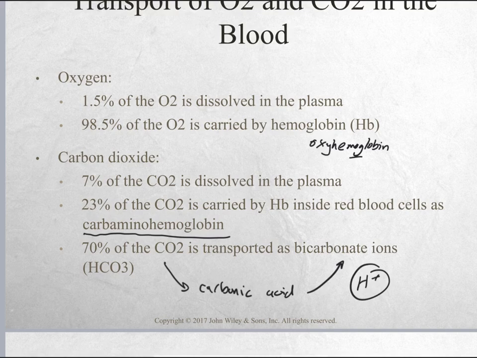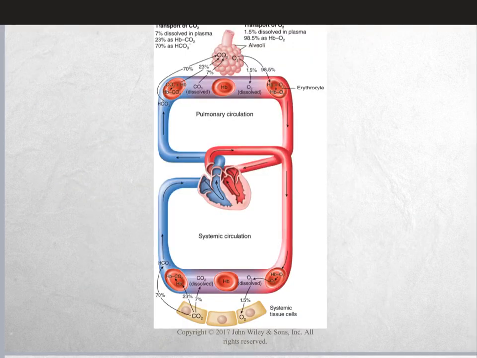Now we get a nice little slide that's going to give us a diagrammatic representation of what we just talked about. So if we look at the top, we see our transport of carbon dioxide: again, 7% is dissolved in plasma, 23% as carbaminohemoglobin, and 70% as bicarbonate. Okay. Now, we deal with transport of oxygen, again, exactly what we just said. 1.5% is going to be dissolved in blood, and then 98.5% is inside that red blood cell, bound to hemoglobin as oxyhemoglobin.